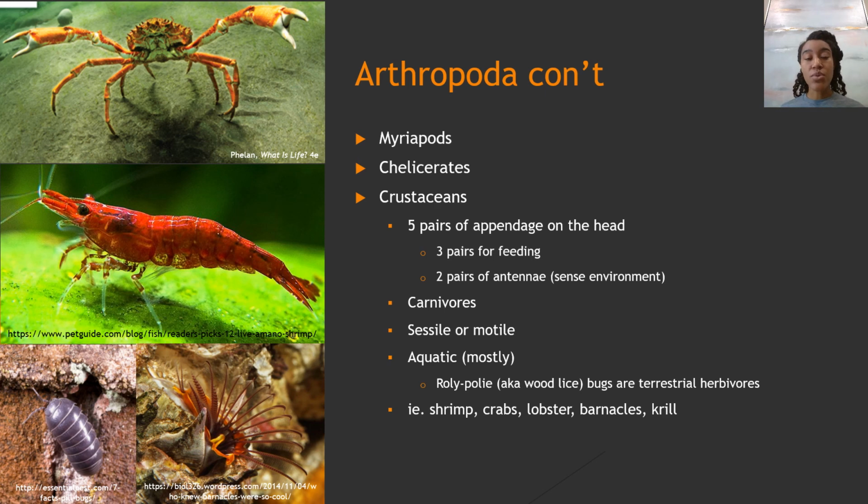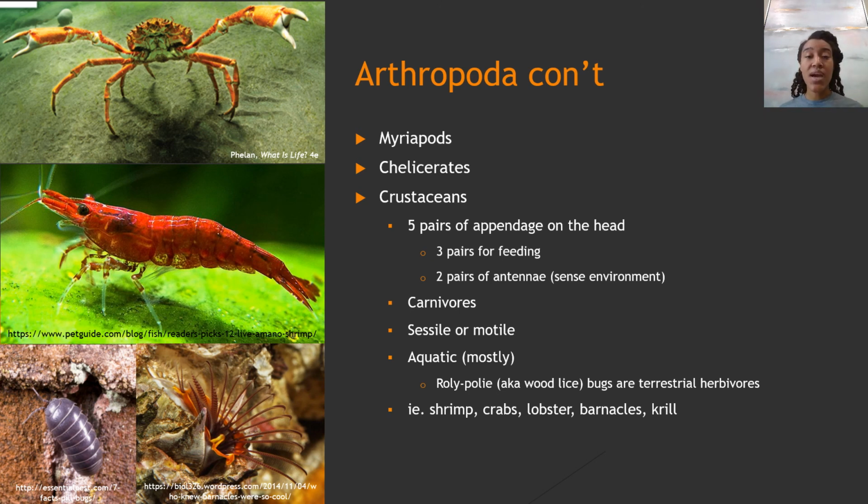Arthropods are carnivores, and they can be sessile or motile. So some sessile forms are like barnacles, where they attach to a substrate and then they basically live inside of their home and filter feed from there. Or they can be motile, like shrimp and crabs and things like that.